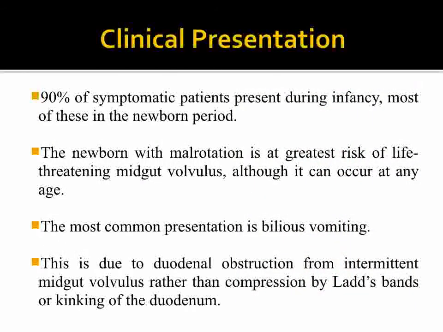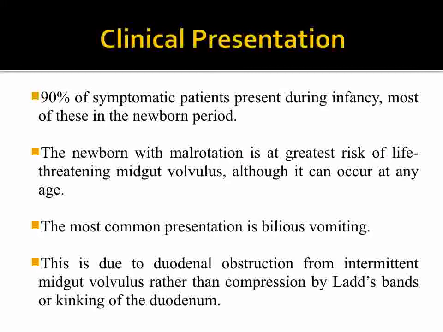A baby with intestinal malrotation will present with a picture similar to that of duodenal obstruction if it is simple. Simple means there is obstruction but without volvulus. 90% of symptomatic patients present during infancy, most of these in the newborn period. The newborn with malrotation is at great risk of life-threatening midgut volvulus, although it can occur at any age. The risk of volvulus is much greater in the newborn period.